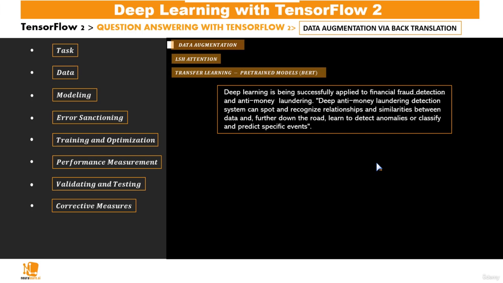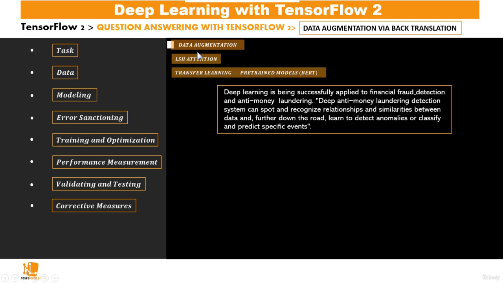Welcome to the section on corrective measures. In this section, we shall look at three corrective measures: data augmentation, LSH attention, and transfer learning, that's by using pre-trained models like BERT and fine-tuning them for the question answering task.